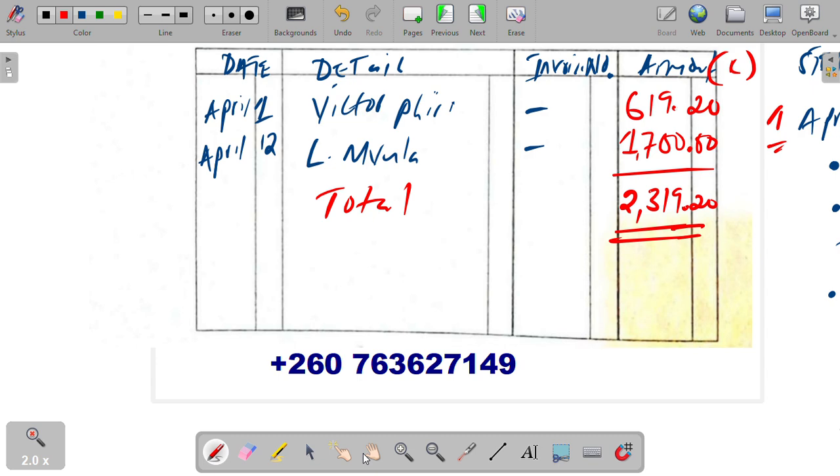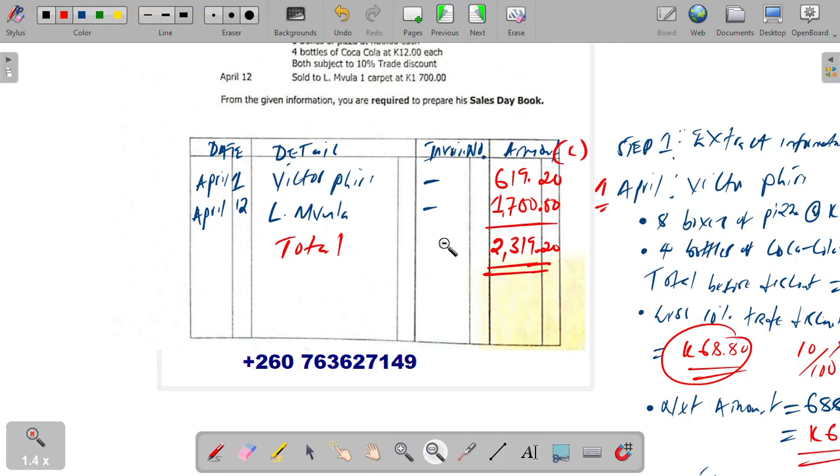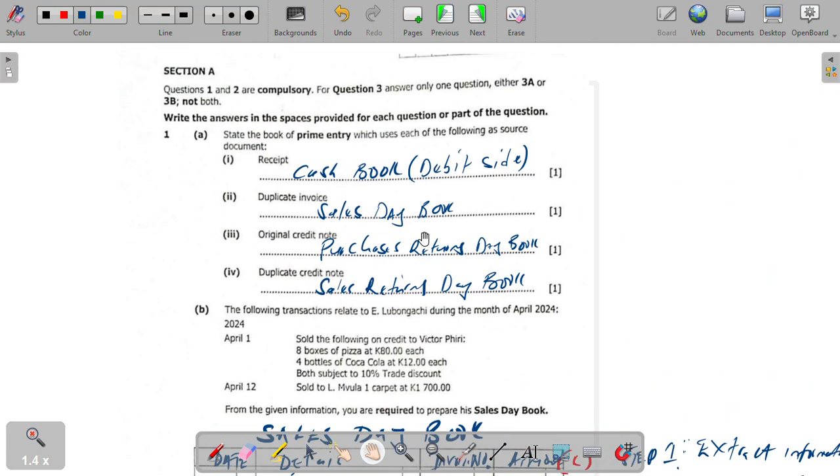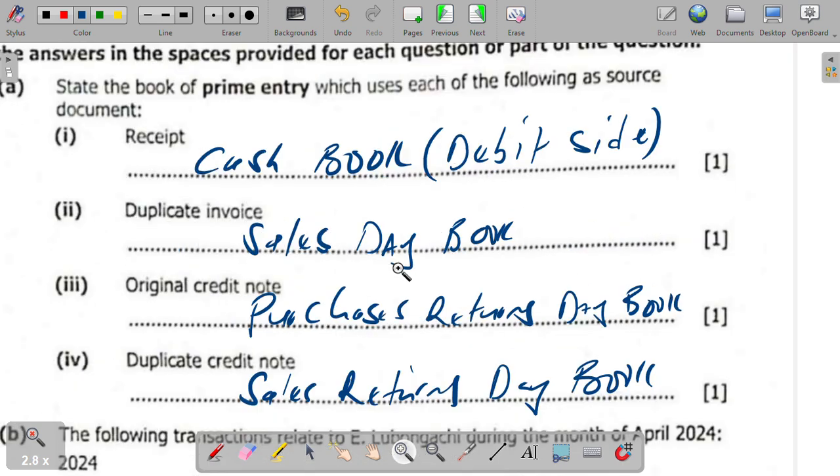So this is how you go about answering such questions. So we are done. Okay, don't forget the heading here. You can write sales day book. Okay, so this is how you do the calculation. We have answered these questions. Okay, as you can see, let me just do a quick recap, for those that actually didn't understand anything.